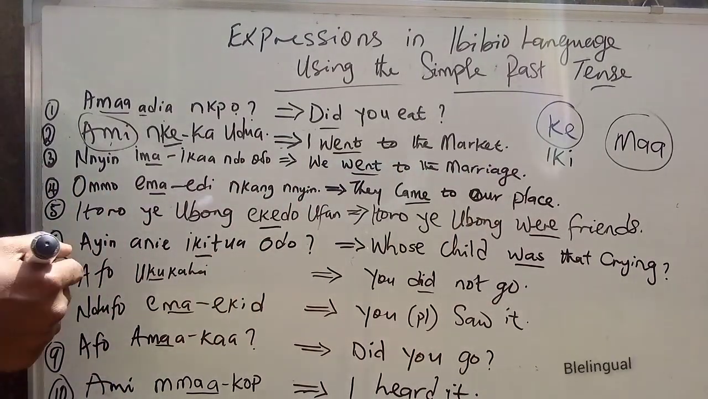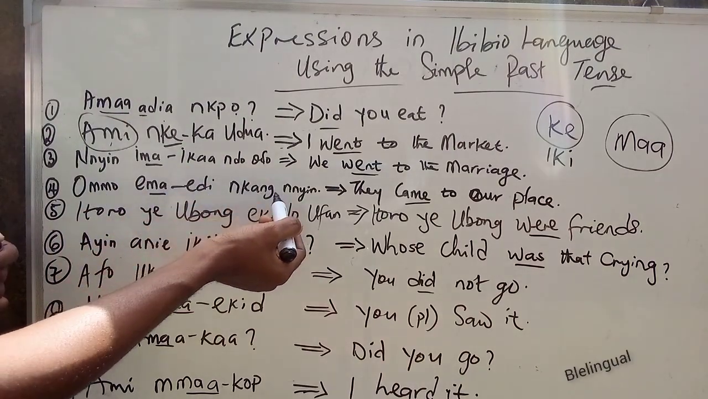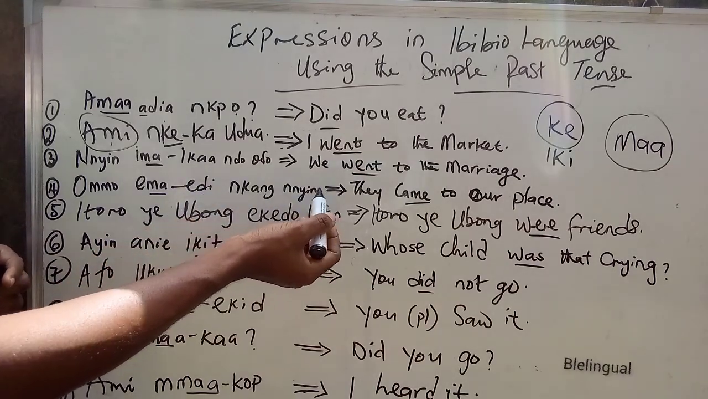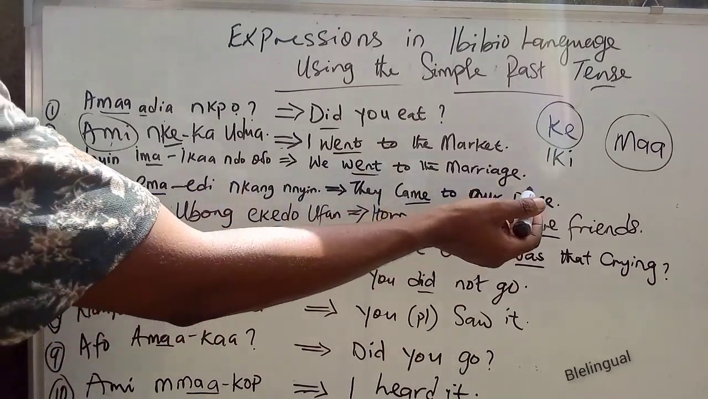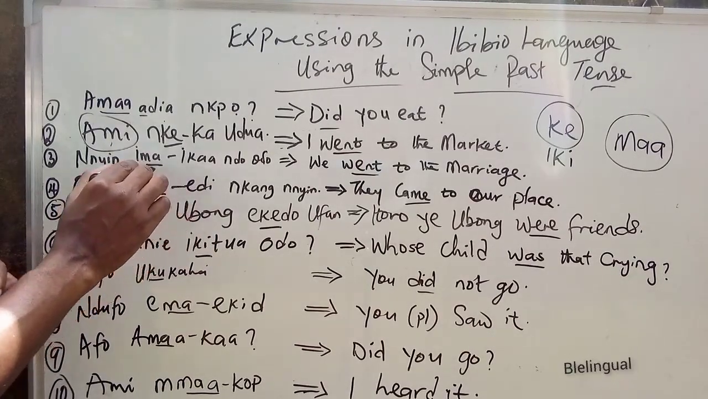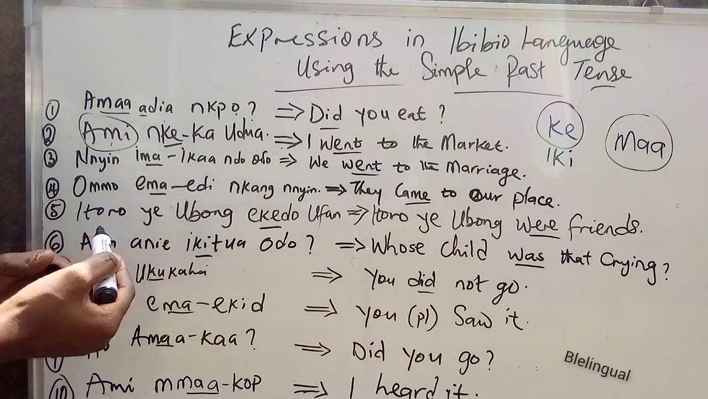The fourth example we have is Ommo emaedi nkanyan. Ommo emaedi nkanyan. That means they came to our place. Now, don't forget, we say that ma is the past tense marker.